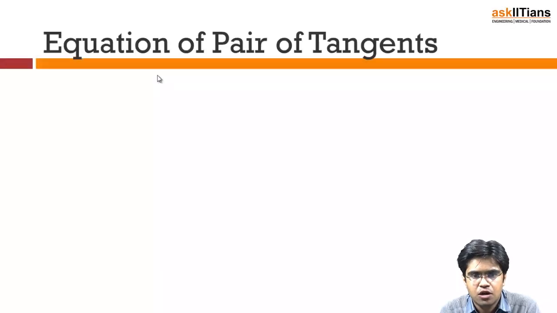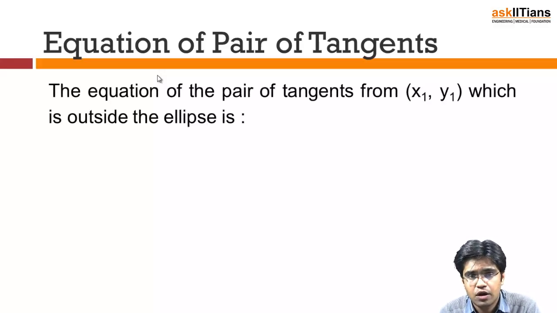So let's start. Equation of pair of tangents. Now, if there is any curve, for example in this case we have an ellipse, and there is a point outside, we are going to draw tangents to that curve from the point outside. So the equation of pair of tangents means that there can be two tangents drawn from a point which is outside to the ellipse. We are talking about the combined equation of those two tangents, from x1 y1 which is outside the ellipse. Remember, the point is outside the ellipse.